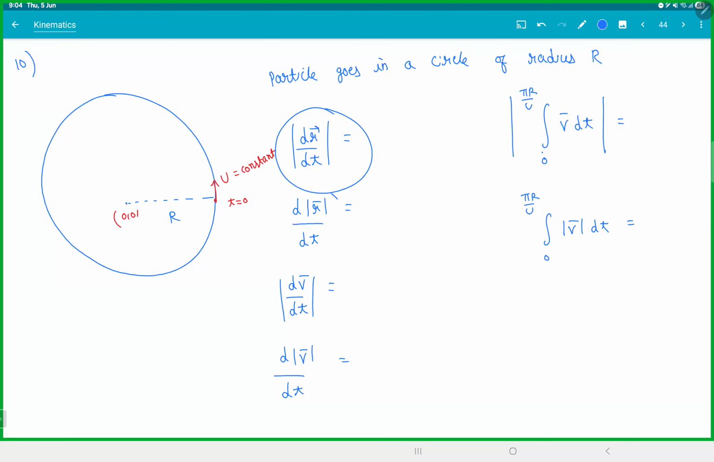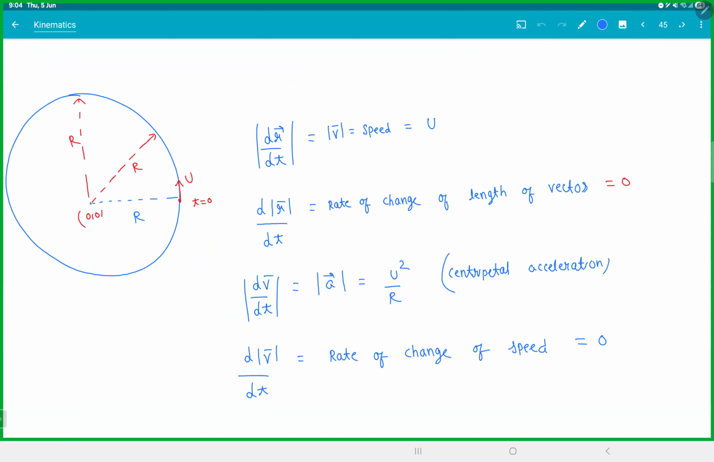Mod of dr by dt, d mod r by dt, mod of dv by dt, d mod v by dt, mod of integral v dt, integral mod v dt. So putting that modulus inside and outside will change the whole equation. So definitely go back and revise the notes. We have done this. This is question 10, same chapter.